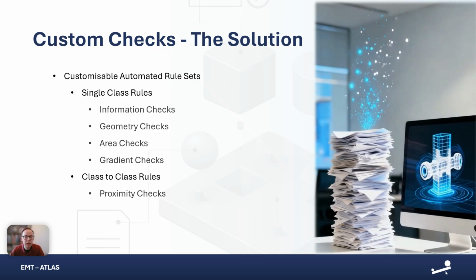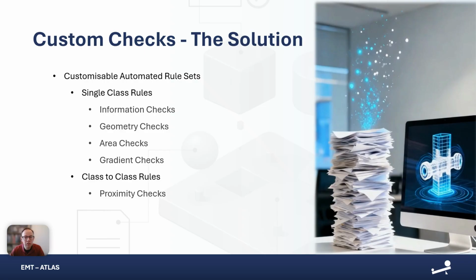There are two main categories of rules: single asset class checks and class-to-class checks. The single class checks cover information checks similar to the LOI checks we just discussed, geometry checks, and area checks, for example, checking a modeled asset covers the required area, i.e. if a danger zone is modeled, and gradient checks to confirm that required gradients are modeled against the model elements.